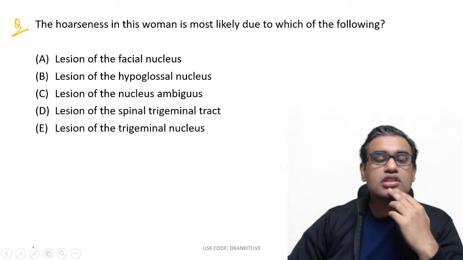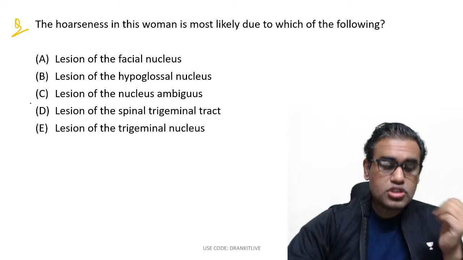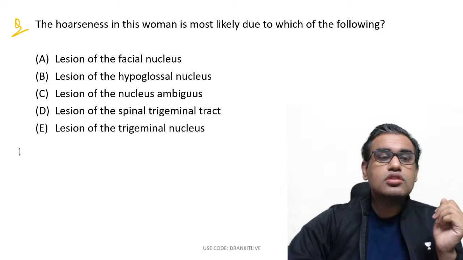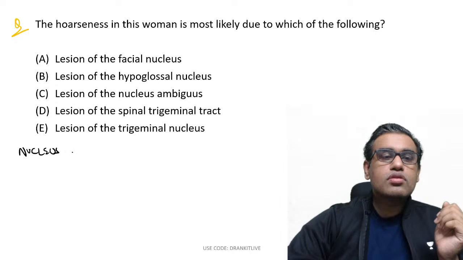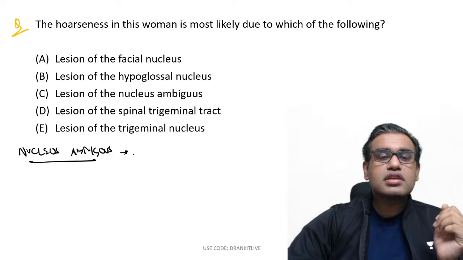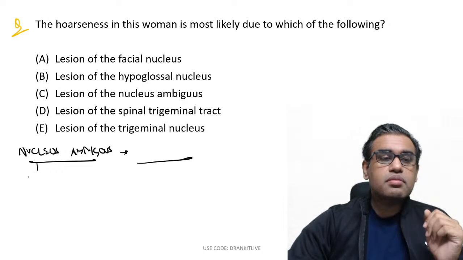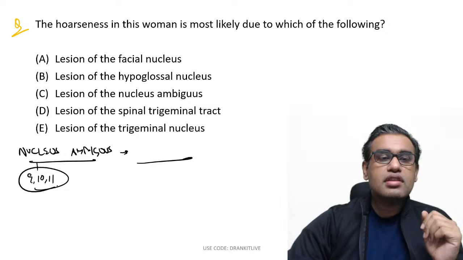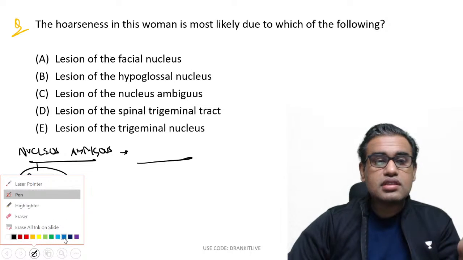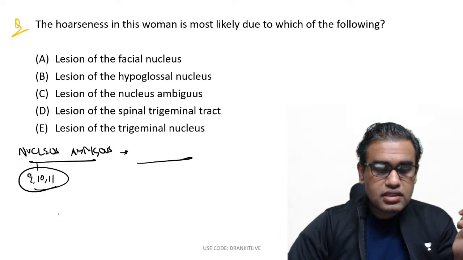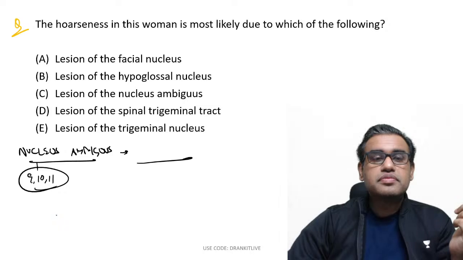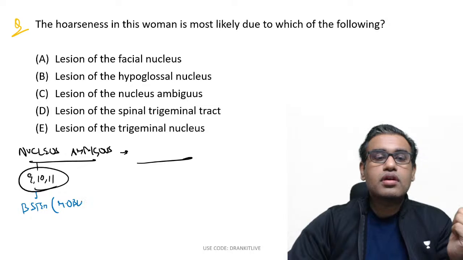C is what? Lesion of the nucleus ambiguus. Sure? Okay, let us see what nucleus ambiguus is. Nucleus ambiguus falls under which cranial nerve nuclei column? Try to answer this. Meanwhile, let me tell you, it is the combined nucleus of the 9th, 10th and 11th nerves. Okay. And where does it lie? It lies in the brain stem. Which part? It lies in the medulla oblongata of the brain stem.